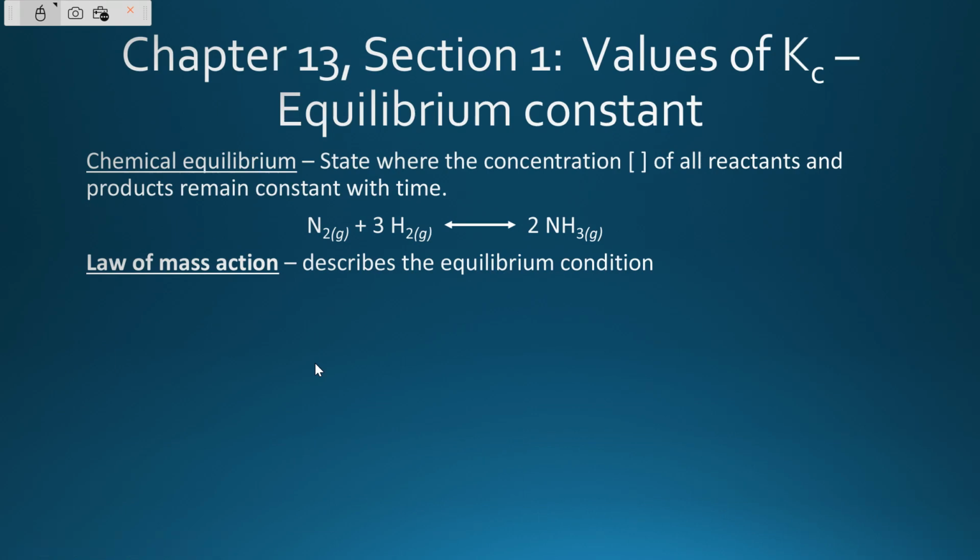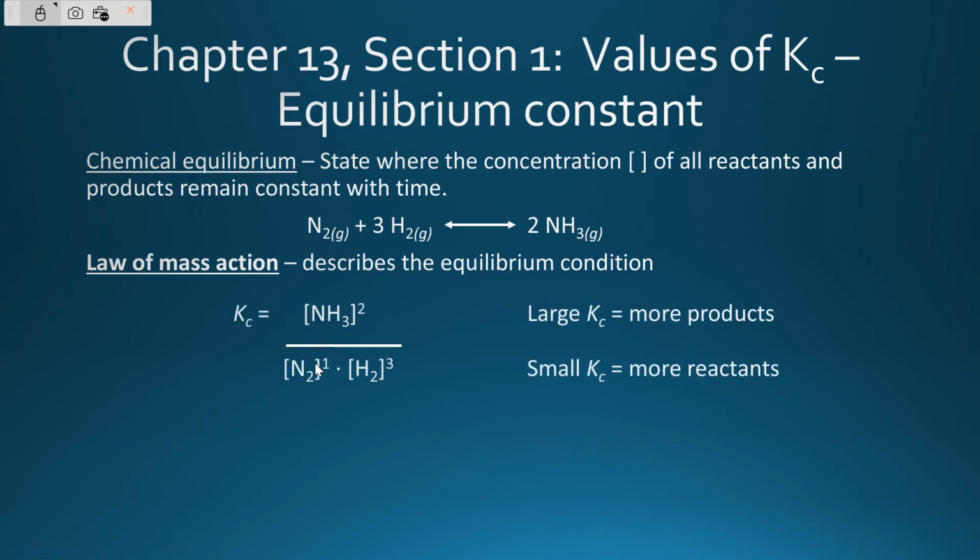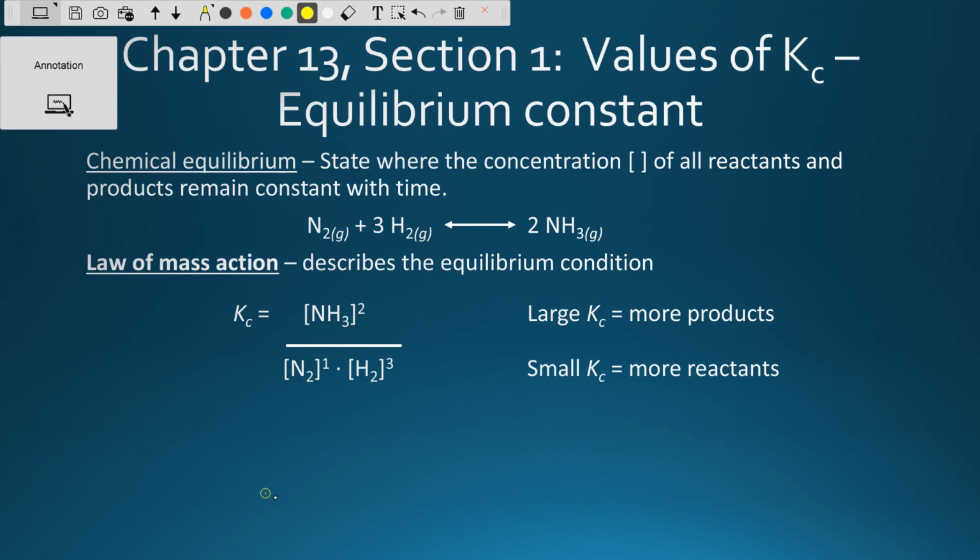And so the law of mass action will describe that equilibrium condition. And so here's your equation for it. If I have a large value of K, what that means is the direction is going to go this way toward my products, okay? If it's a small value of K, the reaction is actually going to go backward toward the reactants, okay? As it builds up, it will do that.